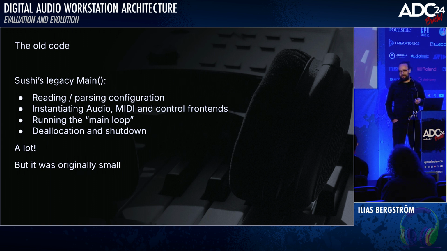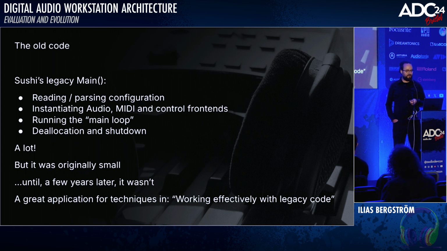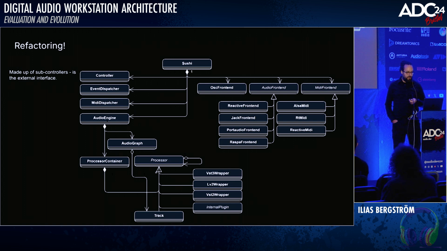So it grew and grew and became what I would say a great application for the techniques in the book Working Effectively with Legacy Code. And it had to be split up. So the decision was made that the main method's ownership of the main loop and of the various subsystems moved into a class named Sushi, which contains and owns all of these instances.